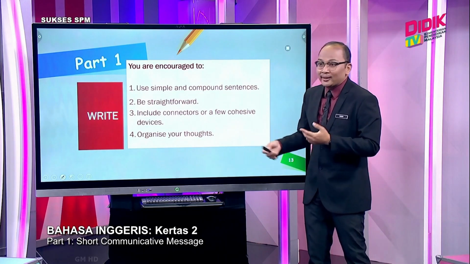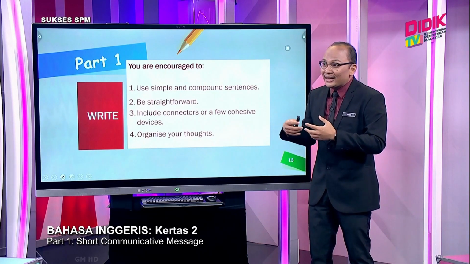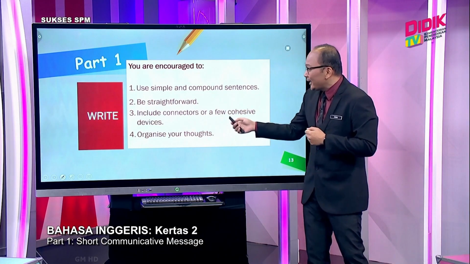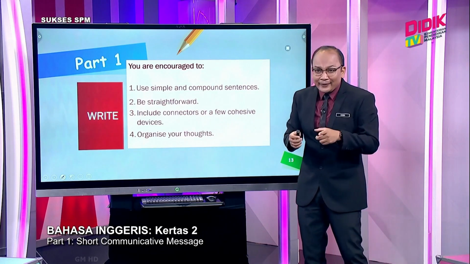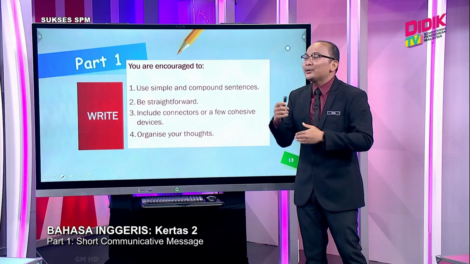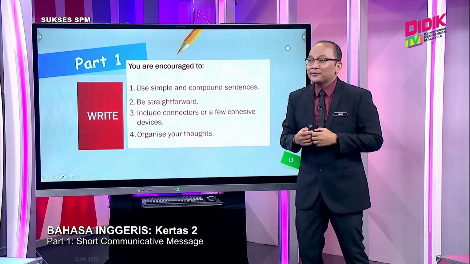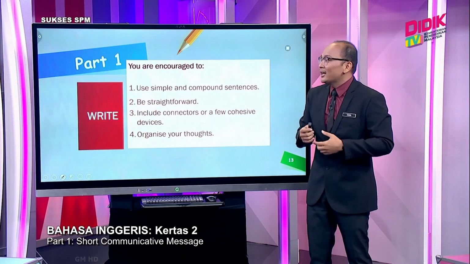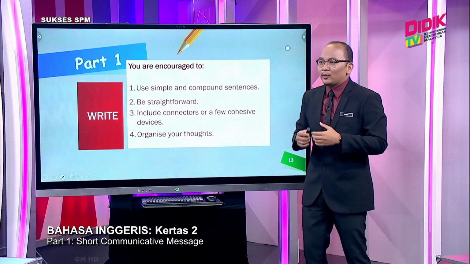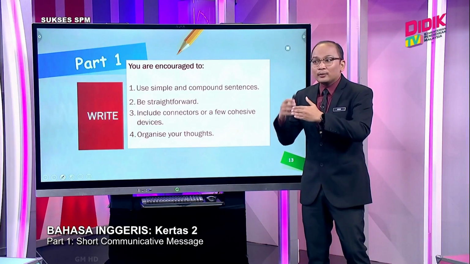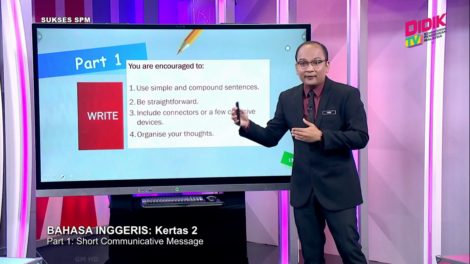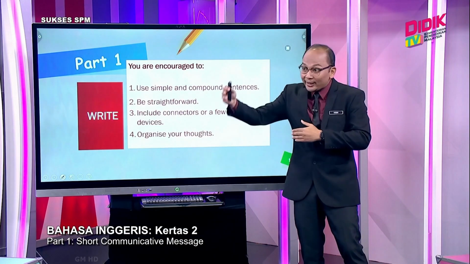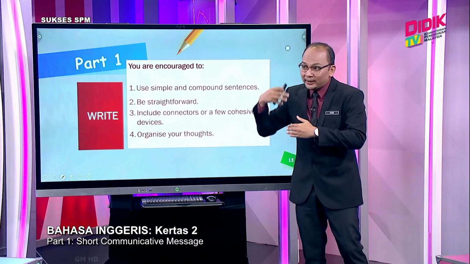Then be straightforward, as I mentioned before, because this is part of the things that you need to fulfill in order to get a better score. And then the third, include connectors or a few cohesive devices. If you don't put any connectors, then there will be no marks for you for the organization part. Please remember that. Try to include them, because we have been learning about cohesive devices and connectors. And also, to organize your thoughts, whatever you feel is more important, you must give priority to that idea first. Maybe you feel this idea might be more important, so you write it first. Then the second one will be second.